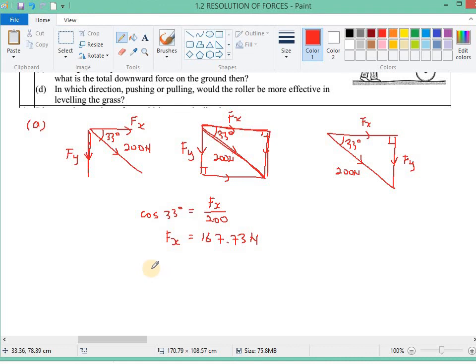And then for the vertical component, because it's opposite, we use sine. Sine 33 degree equals Fy over 200. So Fy equals 108.93.